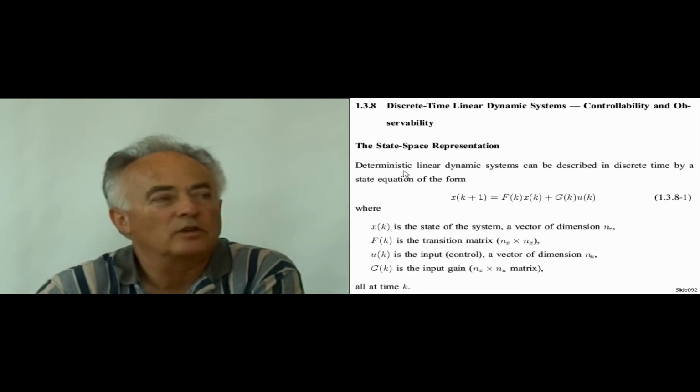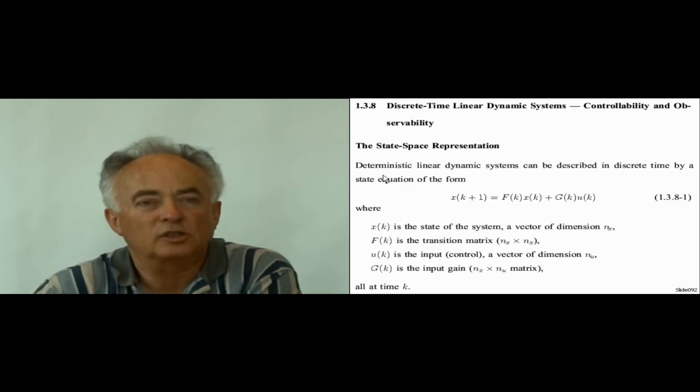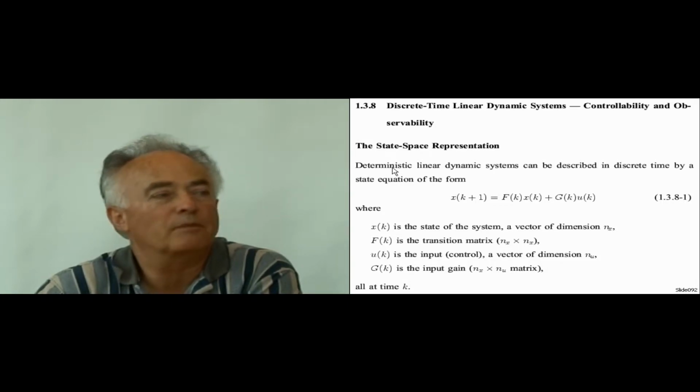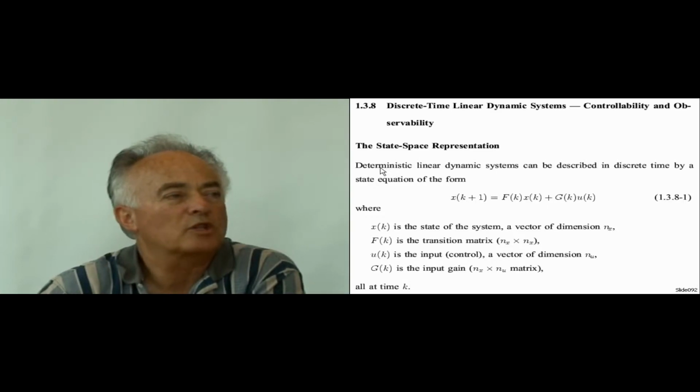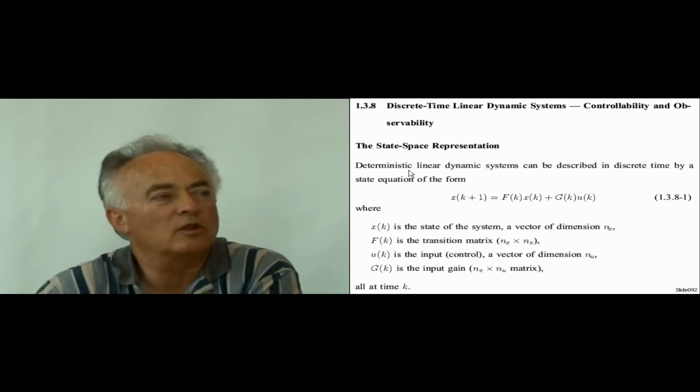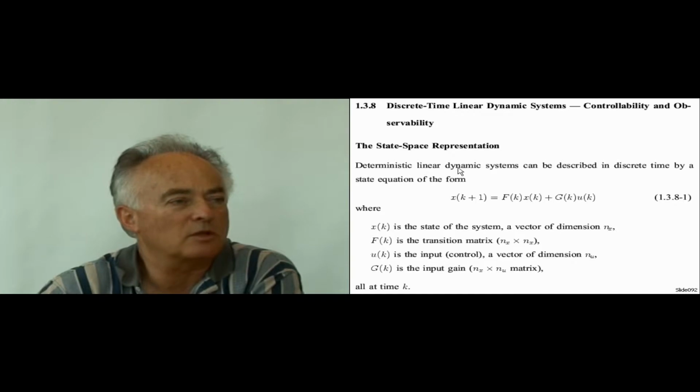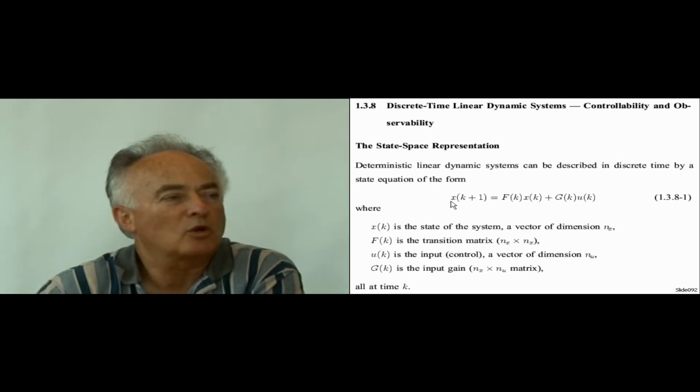And we'll do this later in the course, how to discretize a continuous time system. Right now, we'll assume that we are given a deterministic linear dynamic system with the state equation of the form x_{k+1} = F_k x_k + G_k u_k.